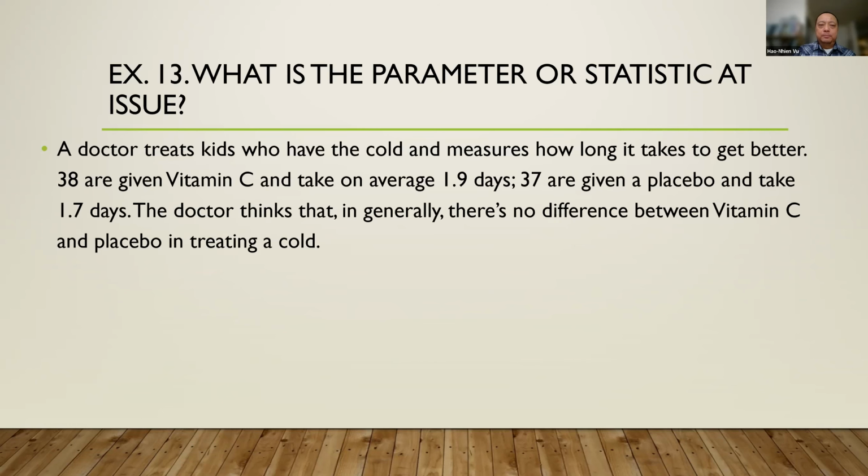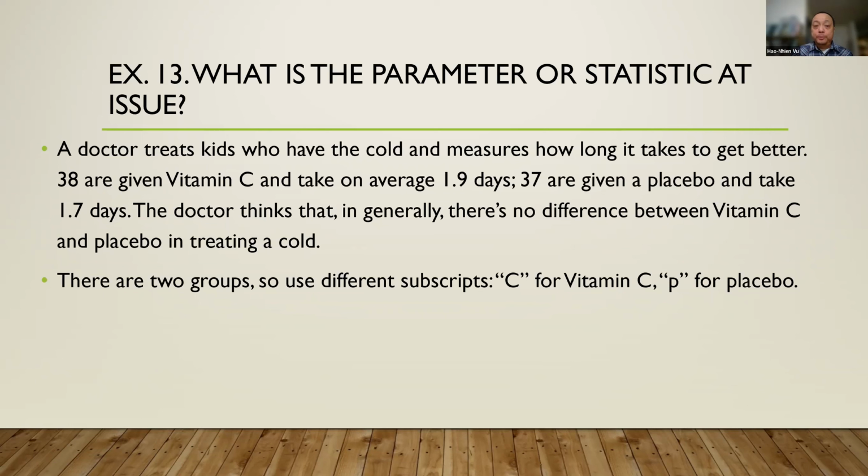Next example. A doctor treats kids who have the cold and measures how long it takes to get better. 38 are given vitamin C and take on average 1.9 days to get better. 37 are given a placebo and take 1.7 days. The doctor thinks that in general, there's no difference between vitamin C and placebo in treating a cold. There's a typo there.